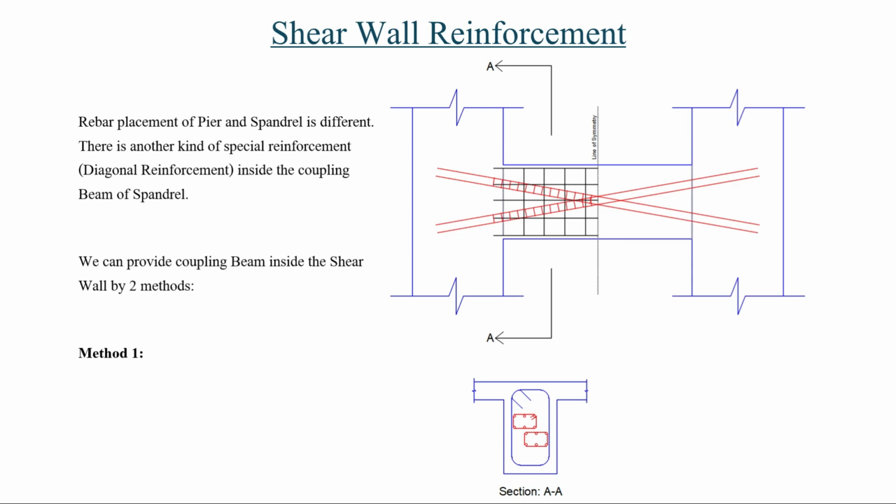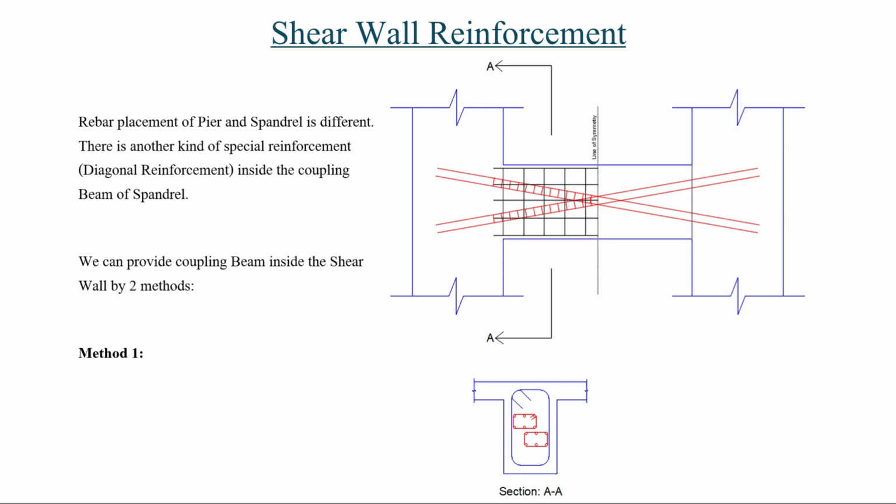Shear wall is the combination of pier and spandrel. The reinforcement we already discussed was about pier reinforcement, but there can be spandrel, which is the horizontal portion in the shear wall. Rebar placement of pier and spandrel is different. There is another kind of special reinforcement which is called diagonal reinforcement inside the coupling beam of spandrel.